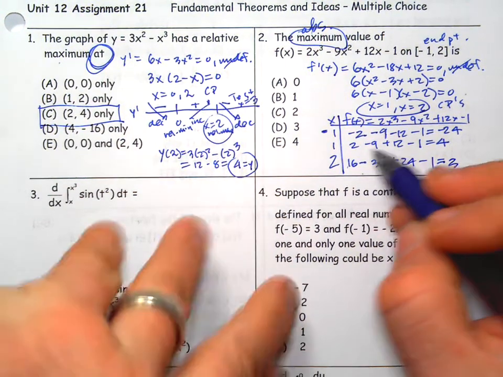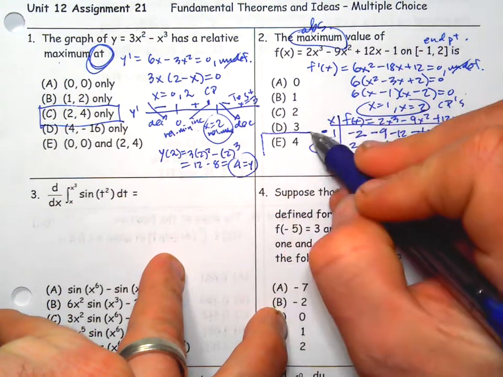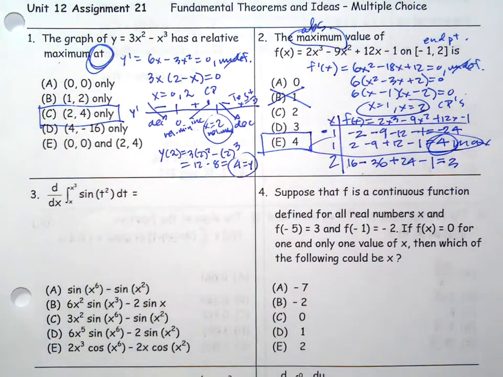We're looking for the max. This is the max, and we want the max value, the y value. So don't put 1. You got to read the question closely.